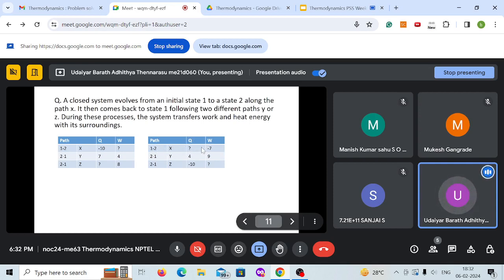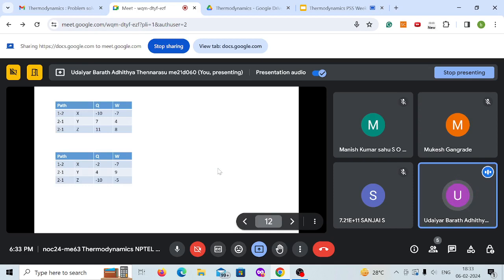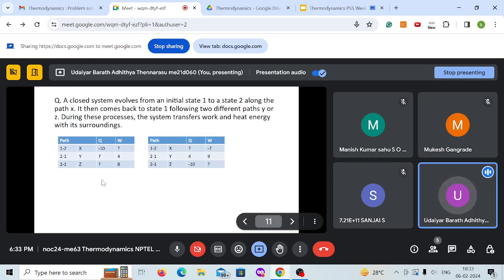So initially for path 1 2 it will be minus 2. So again we know minus 2, so for 1 2 X and Z, minus 2 plus minus 10, so it will become minus 12 equals minus 7 plus W, so it becomes minus 5. So there's nothing, you have two equations, you have to solve for both Q and W. And you have to use the first law, because this is going through a cycle, the internal energy change will be 0, because that's a state variable, and so your Q net will be equal to W net. So that's the approach you have to use to solve this.